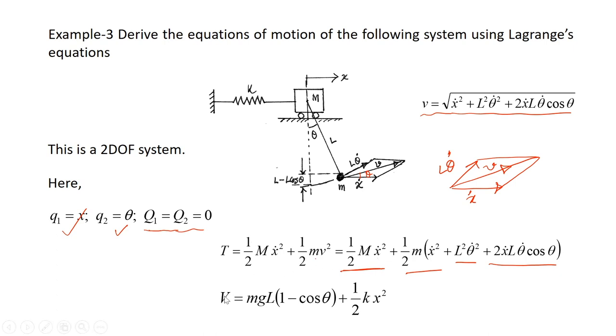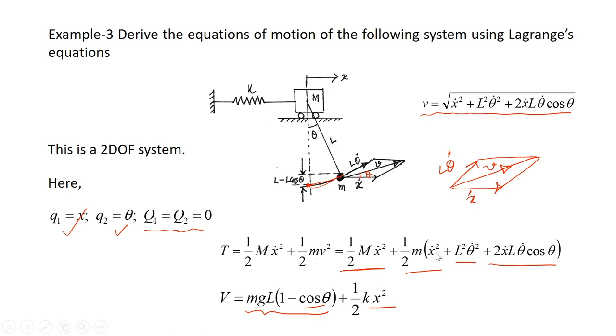Total potential energy of the system, from the static equilibrium position as it was located, the pendulum mass is displaced after the displacement of mass M. Here we can easily note that small m is displaced by an amount L minus L cos theta. So, therefore, the potential energy of the system, due to change of position, is m g L into 1 minus cos theta, and due to the spring extension or compression, it is half k x square. So, potential energy consists of two terms. One is due to position, that is m g l 1 minus cos theta of the small mass m, change of position, and the other is half k x square due to spring action.